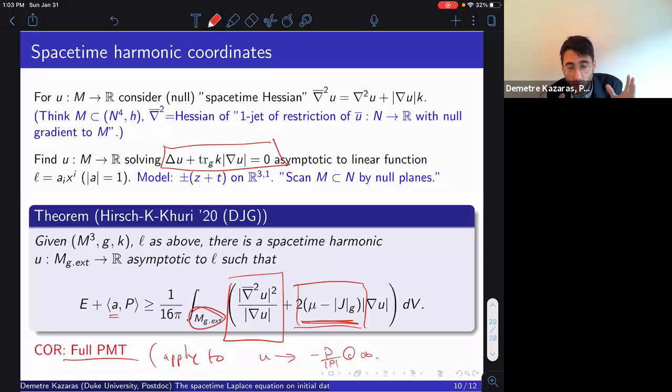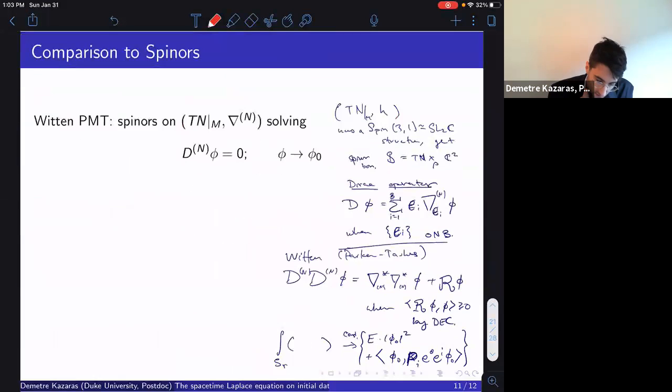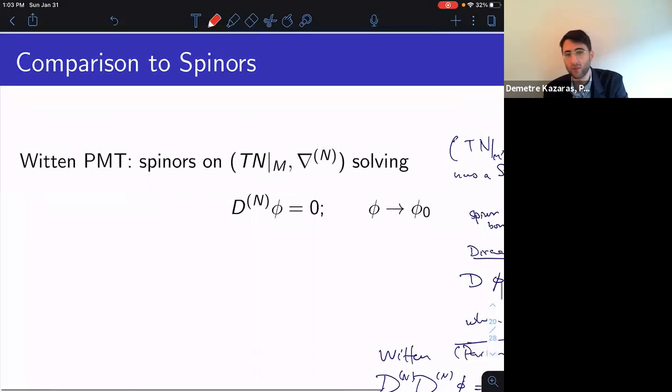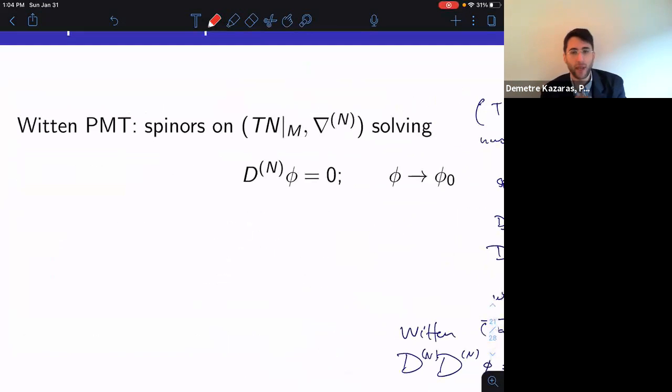These are all new lower bounds for the ADM mass. Now let me tell you something about how this compares to other proofs of the positive mass theorem. Let me make a comparison to Witten's proof of the positive mass theorem.